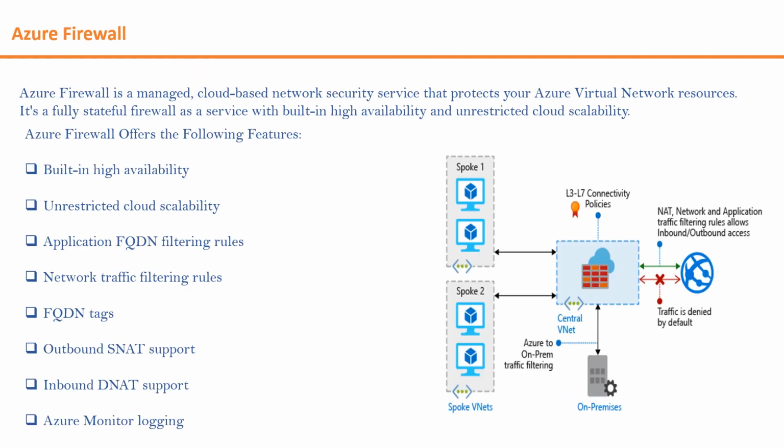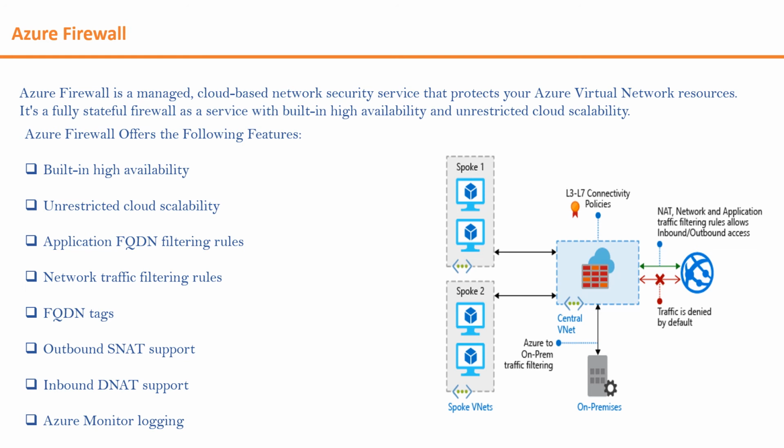Azure Firewall. Azure Firewall is a managed cloud-based network security service that protects your Azure network resources. It is a fully stateful firewall as a service with built-in high availability and unrestricted cloud scalability. Azure Firewall offers the following features: built-in high availability. High availability is built in, so no additional load balancers are required, and there is nothing you need to configure. Unrestricted cloud scalability. Azure Firewall can scale up as much as you need to accommodate changing network traffic flows, so you don't need to budget for your peak traffic.